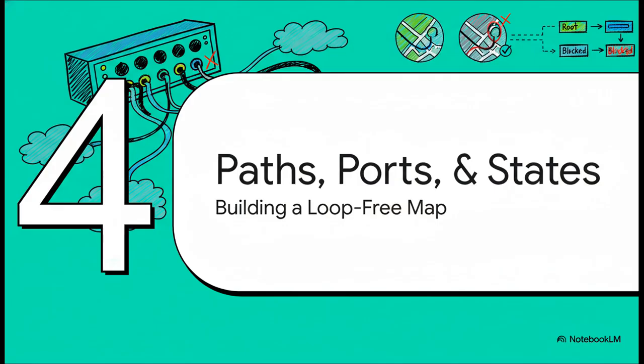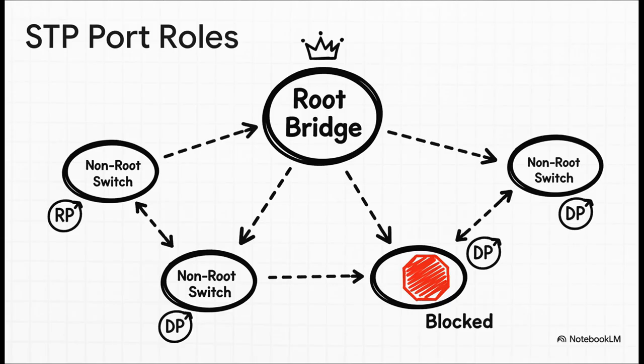And STP does this by assigning very specific roles and states to every single port on every switch in the network. So here's how it works. First, every non-root switch figures out its absolute best, fastest path to the root bridge. That port gets the title root port.